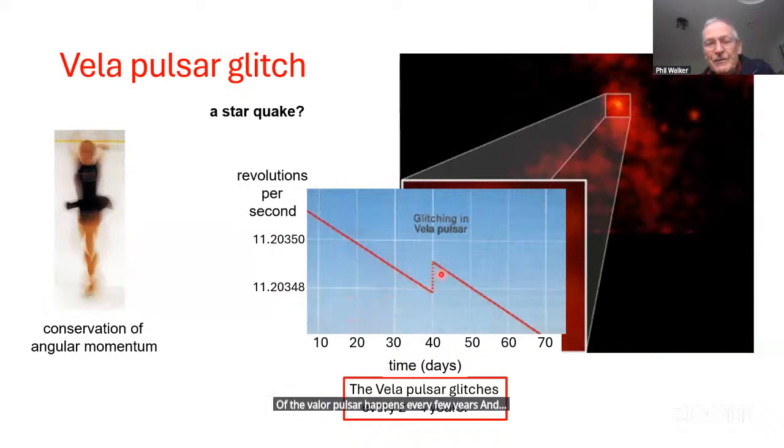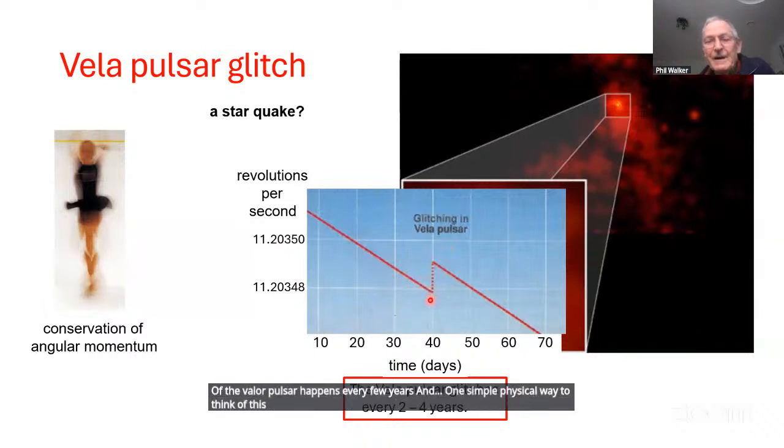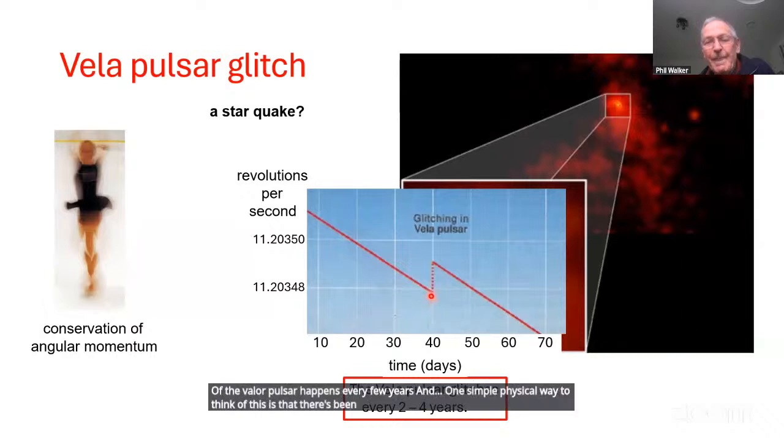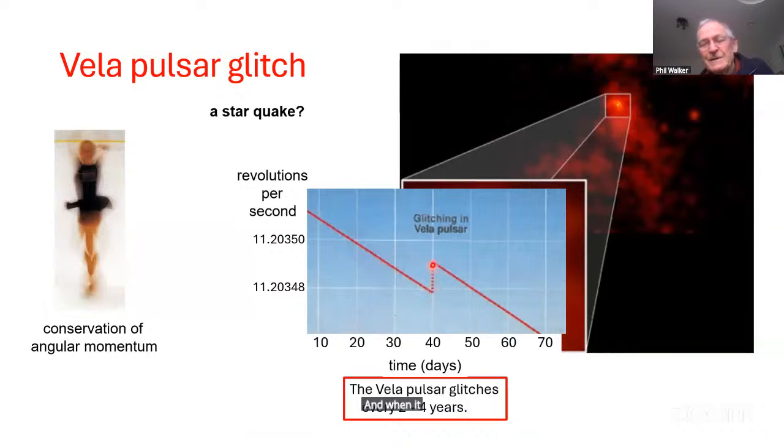One simple physical way to think of this is that there's been a shrinkage. So as the pulsar cools gradually, you can imagine that there's a crust on the pulsar and it cracks and shrinks a bit. And when it shrinks a bit, it speeds up.